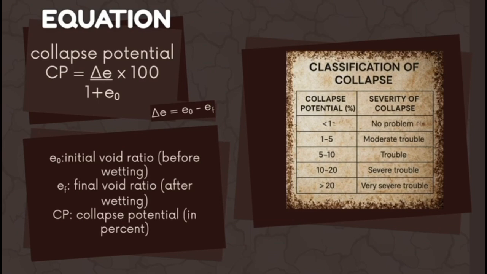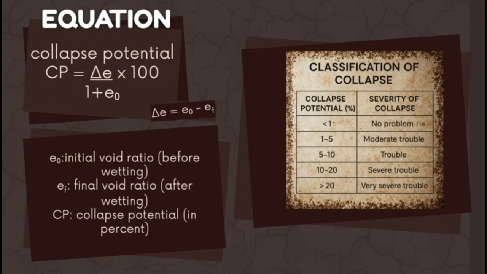Okay, then I will explain the equation above. Collapse potential, abbreviated as CP, is calculated using this formula, where Δe equals e initial minus e final. e initial is the initial void ratio, that is, the void ratio of the soil before wetting. e final is the final void ratio after the soil has been wetted. And CP is expressed as a percentage, that's why we need to times by 100.